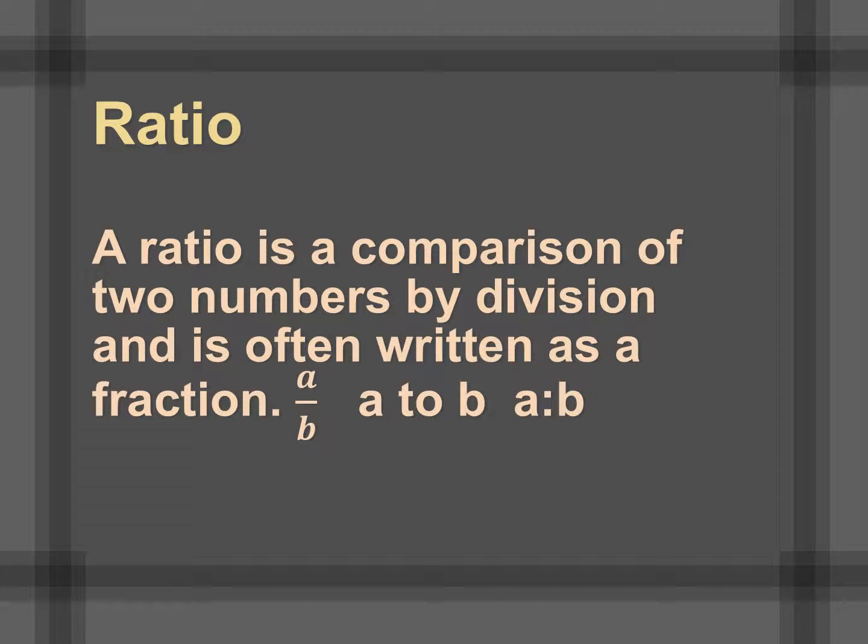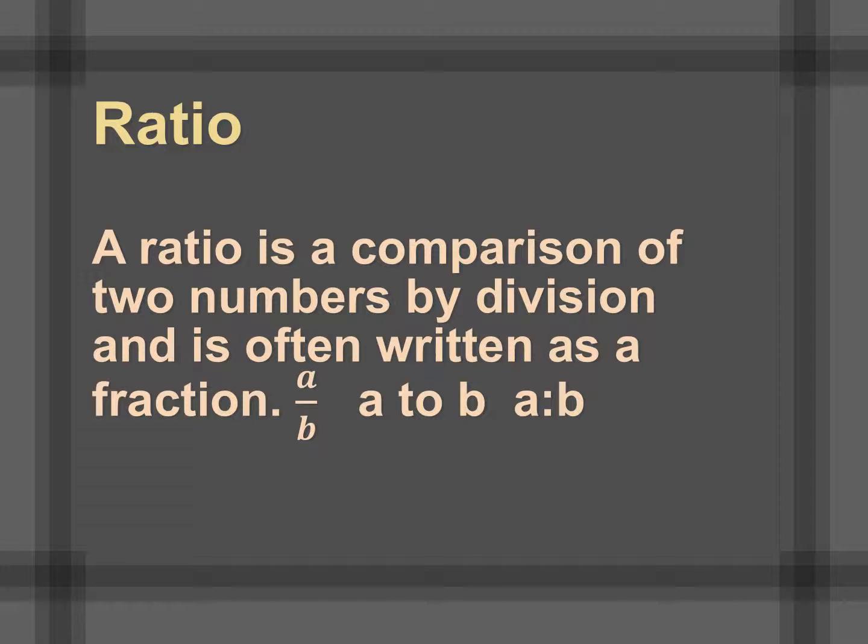A ratio is just a comparison of two numbers, and that comparison can be written as a fraction, or as a sentence comparing them with the word "to," or with a colon. So here's our definition: a ratio is a comparison of two numbers by division and is often written as a fraction. So remember, a fraction is division.